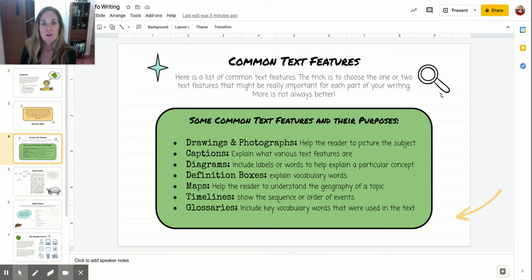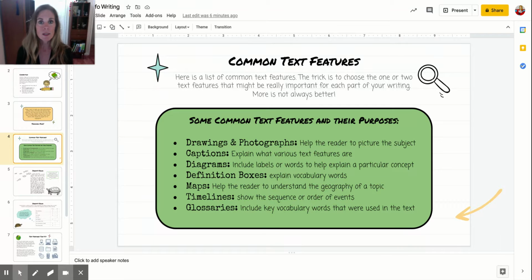Let's go over them. There are drawings and photographs. You guys already know that. There are captions. So if you have a photograph, a little one sentence that tells the reader why that's there. What is that picture there for? There are diagrams. A diagram is a picture with labels pointing to the various things. If this is my hand on a piece of paper, I would say finger, palm, thumb, right? Those are the labels. Definition boxes. We've seen that in some of our mentor texts where they just pop it out and push it off to the side so that you can see the definition for an important word, right?